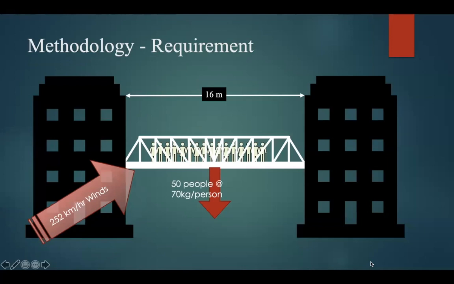The footbridge designed was intended to be 16 meters in length and 2 meters wide, spanning the distance between two structures. The bridge was intended to support 50 people, each weighing 70 kilograms, while also remaining intact throughout a Category 5 hurricane.